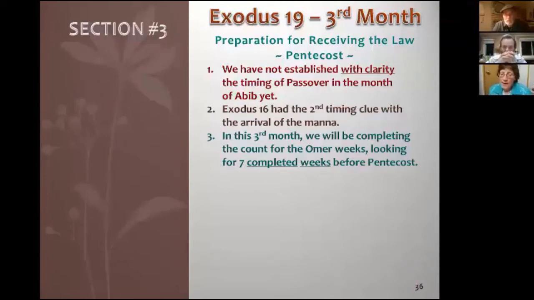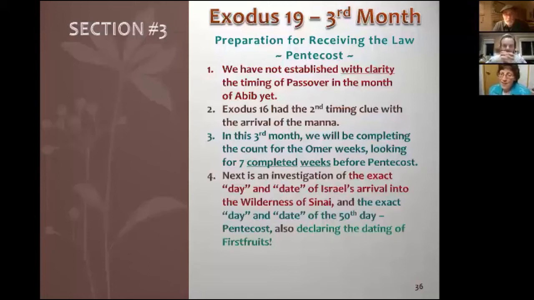So next, this is going to be a really fun investigation. We're going to be looking for the exact day and the exact date. Was it Monday, Tuesday, Wednesday? Was it the 1st, 2nd, 3rd? What is the day and the date of Israel's arrival into the wilderness of Sinai? And then we want to know the exact day and the exact date of the 50th day, which is Pentecost. And then from that, we can back up 50 days and declare the dating of first fruits and check it out to see in Abib 1 if we had it right or not.